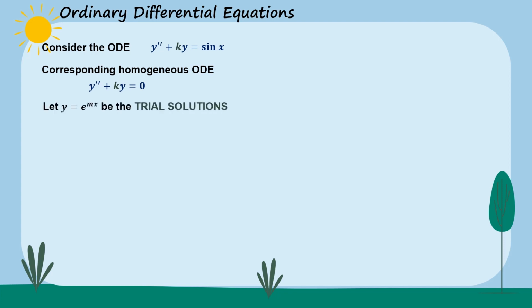Now, first we consider the trial solution. What is a trial solution? It's just an approach to solve this problem, where we assume that y is equal to e^(mx) is the solution. So basically, we are assuming that, with respect to x, it is harmonic motion. Okay, we just call it that.